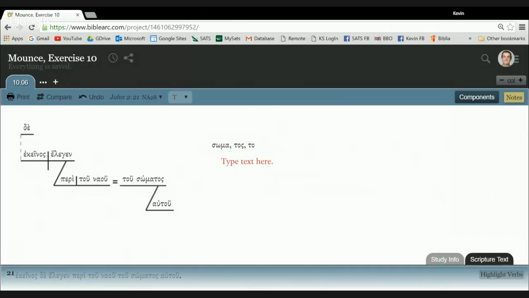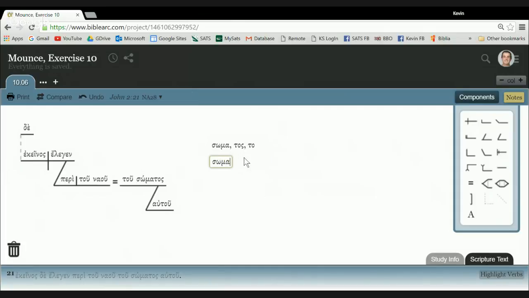The root is somat, and os is the genitive singular ending, and the ta tells us it's neuter. How do I know it's neuter? Well, I have to know from the dictionary entry. The form won't completely give that to me. Even the article doesn't completely give that to me, because the article could be neuter or plural. So tu somatos. Now the question is, what is the relationship between tu na'u and tu somatos?